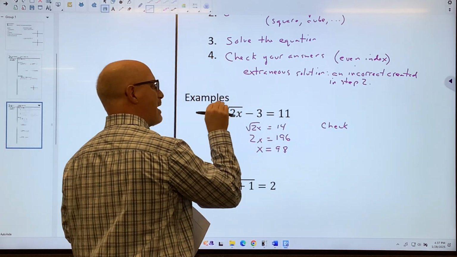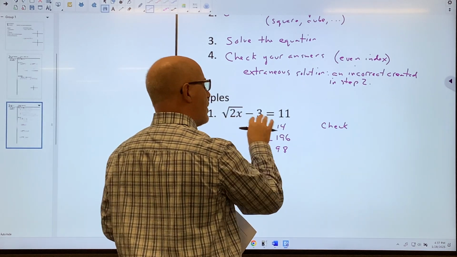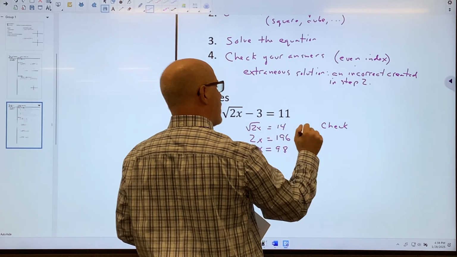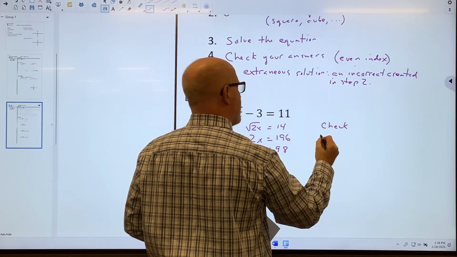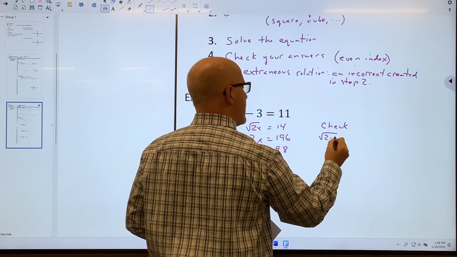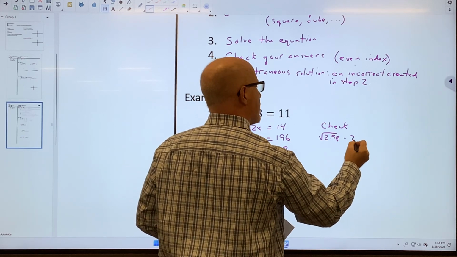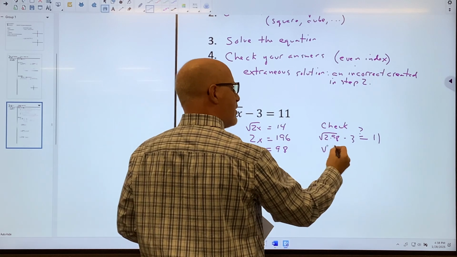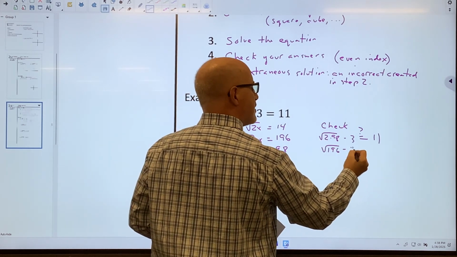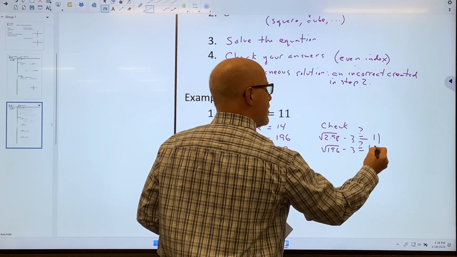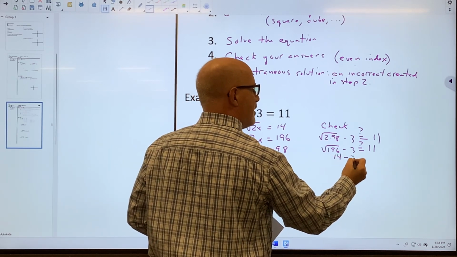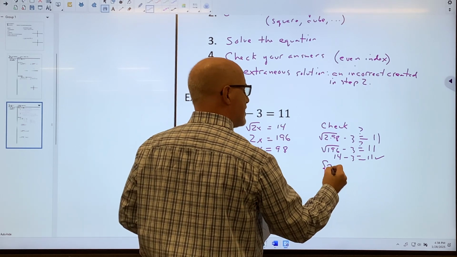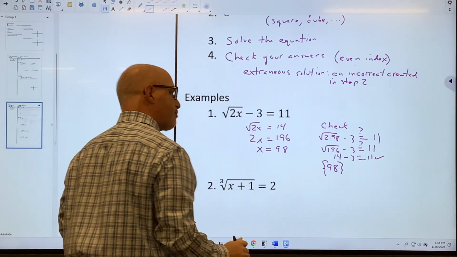Now we're going to check that 98 to see if it works. You check it by going back to the original equation. Don't go down here because it will work in some of these other equations. Go back to the original, at least before you square both sides. So the square root of 2 times 98 minus 3, does that equal 11? The square root of 196 minus 3, does that equal 11? Well, the square root of 196 is 14, minus 3 does equal 11. It checks, so my solution is 98 to this problem.